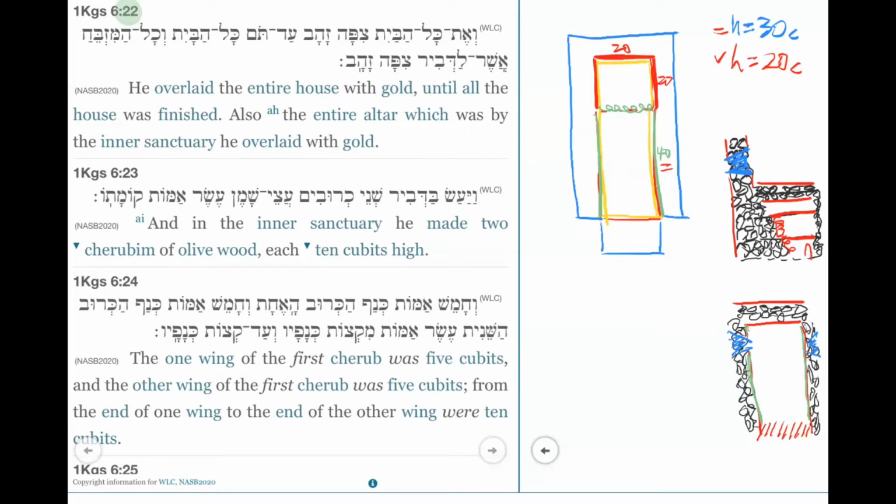Verse 22. He overlaid the entire house with gold until all the house was finished. The entire altar, which was by the inner sanctuary, he overlaid with gold. This altar would be here. That would be the altar.